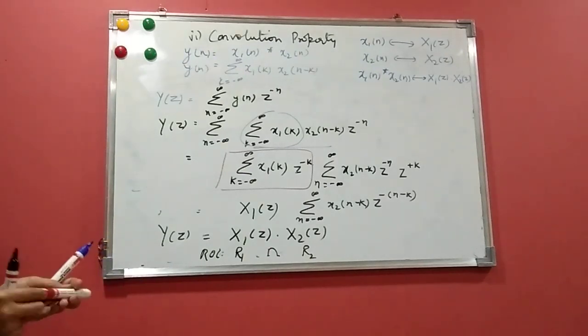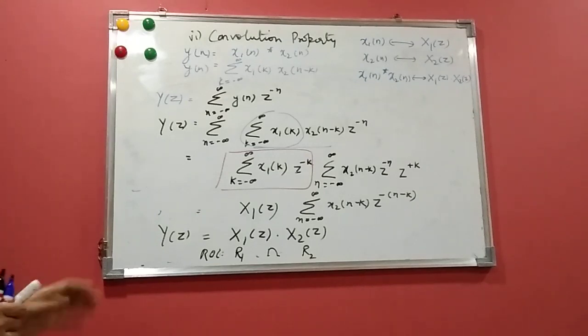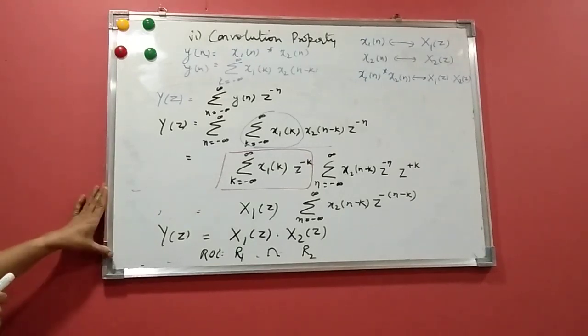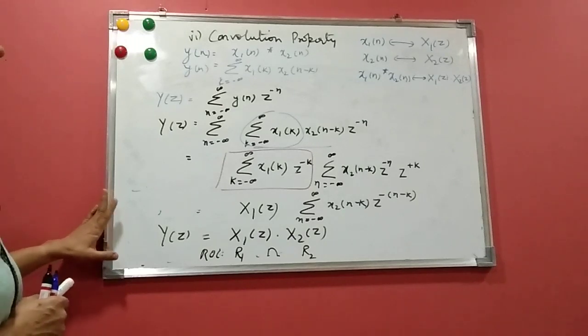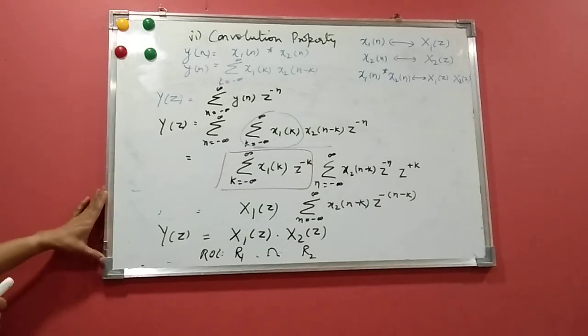So we have seen the 6 properties, and we'll use these properties to solve problems of Z transform wherever we need to apply them, because sometimes the Z transform of some complex signal is not easy to find, so there we'll apply the properties. Z transform is used for analysis of discrete time signals and systems. In the next lecture we'll solve some problems using properties of Z transform. Thank you.